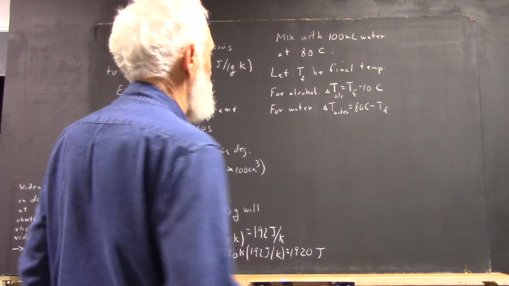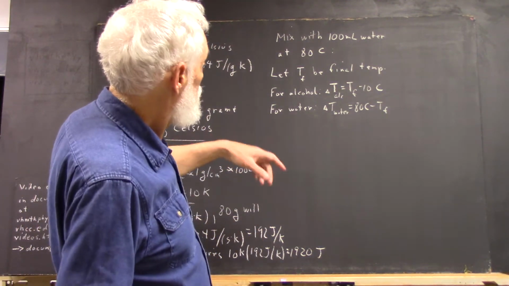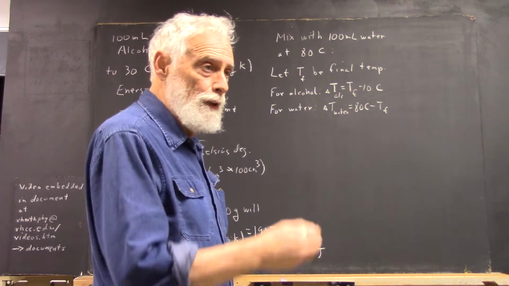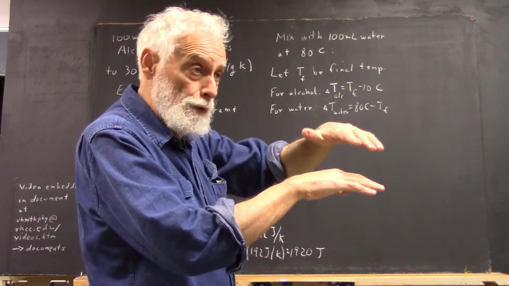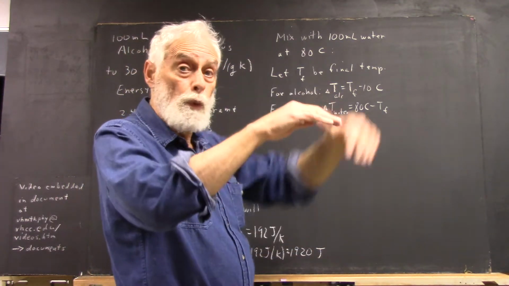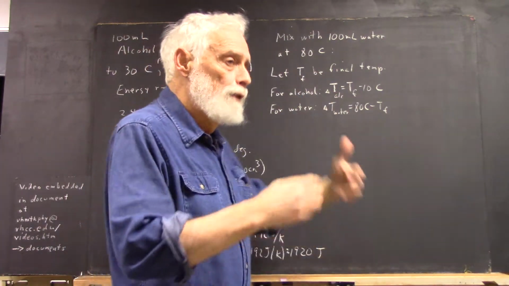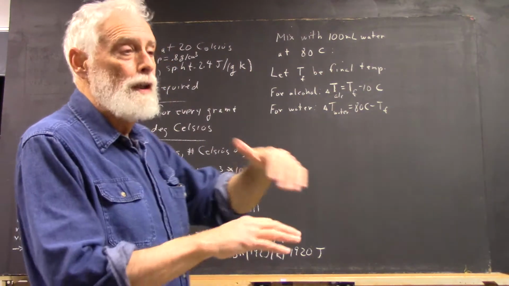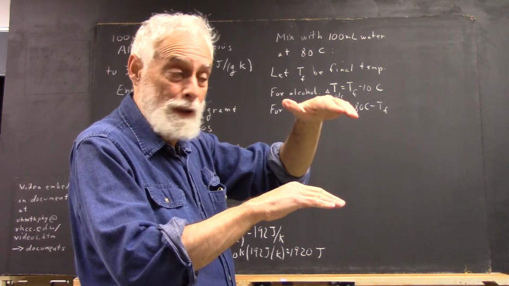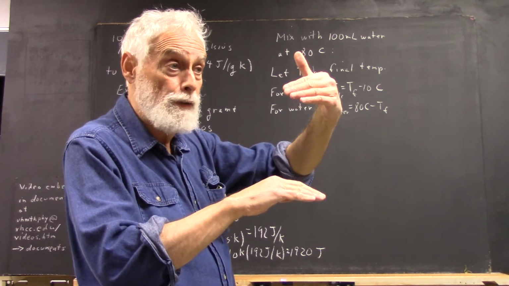Here's how I would set it up. Okay? I would let TF be the final temperature. We know that the alcohol is going to warm up and the water is going to cool down. We know that the alcohol is going to warm up more than the water cools down because there's less mass of alcohol, and it takes less energy to change a given mass of alcohol by a certain temperature than it does the same mass of water.